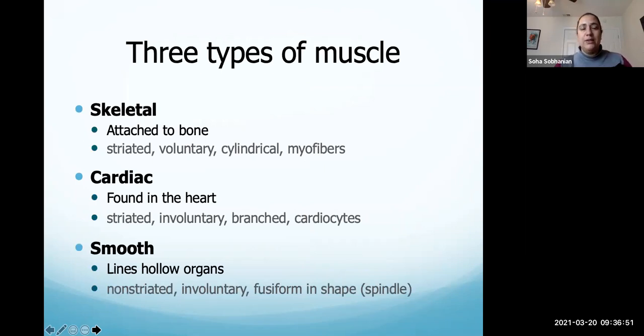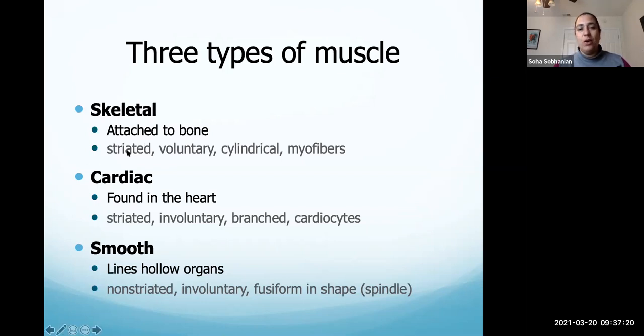When you looked at histology, you looked at the 3 different types of muscle tissue, which were skeletal, cardiac, and smooth muscle. This is an overview of what you already learned. So we talked about skeletal muscle basically being any muscles that you have attached to your bones, like triceps, biceps, your trapezius, your hamstring, your quadriceps, etc.